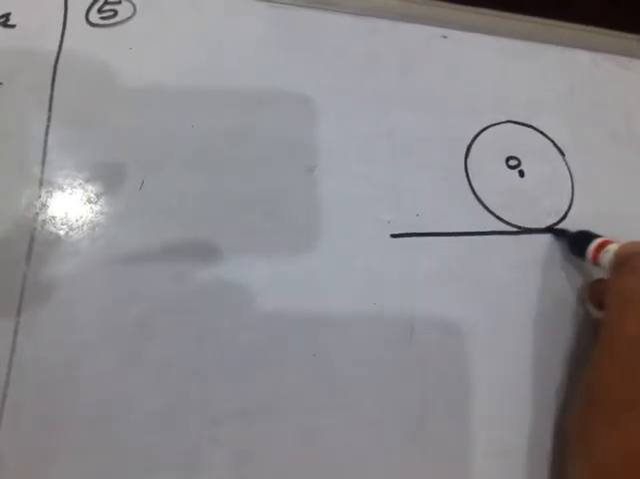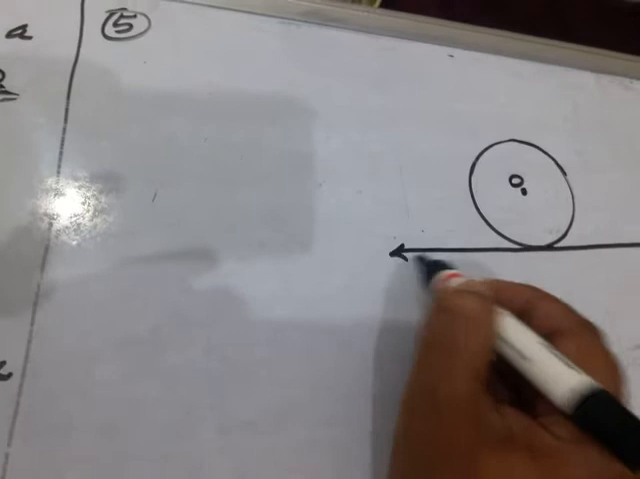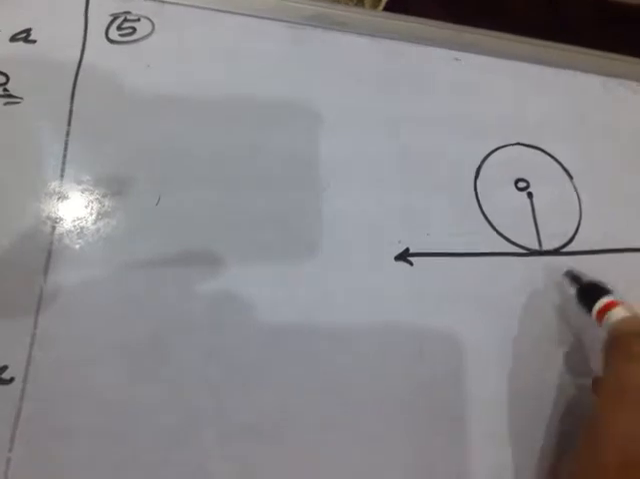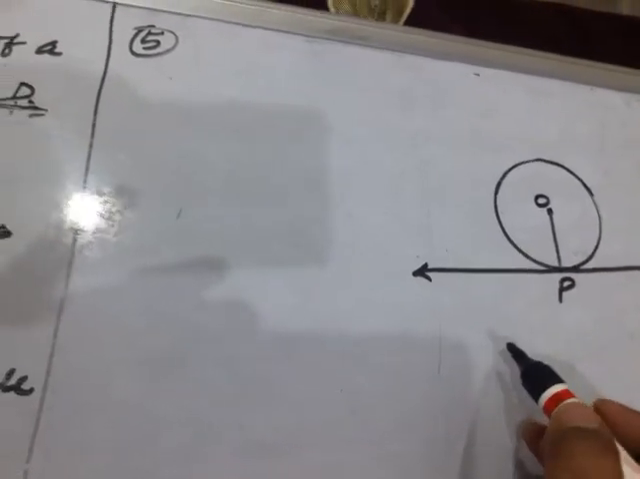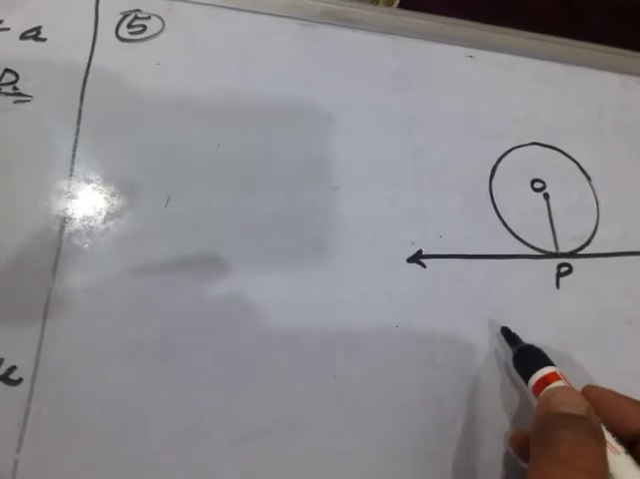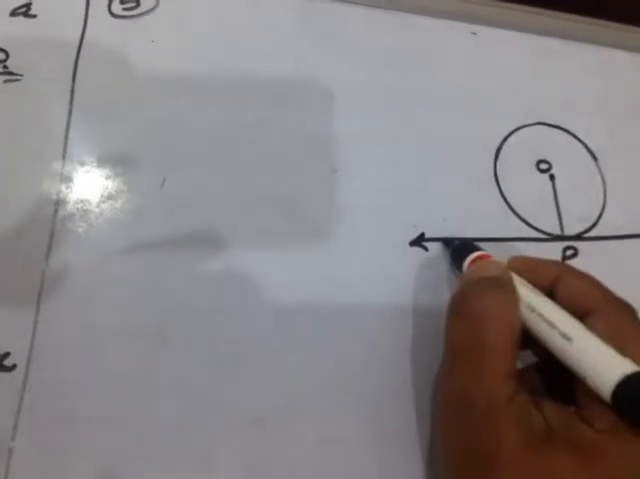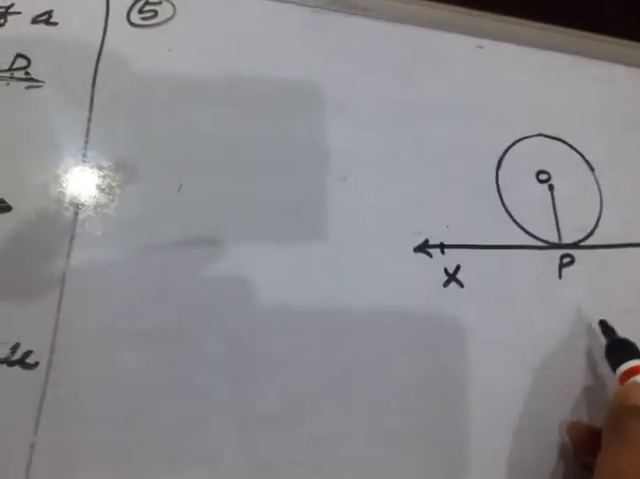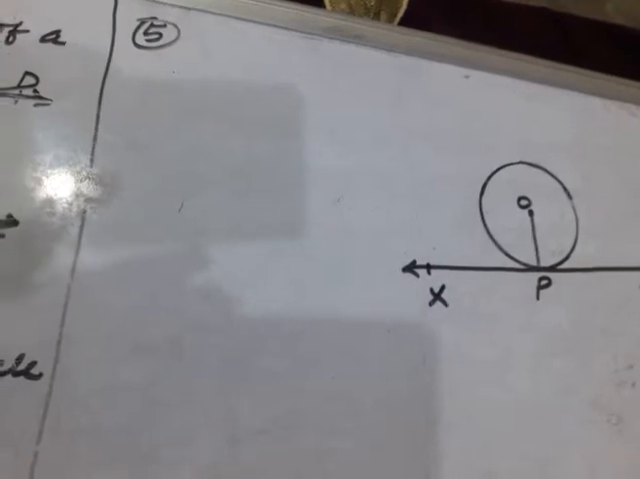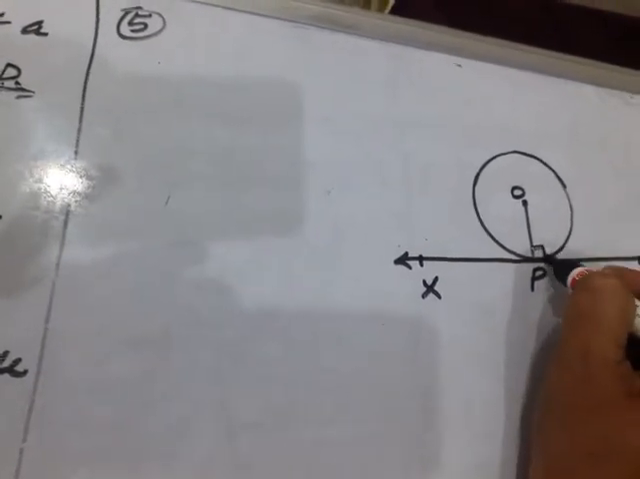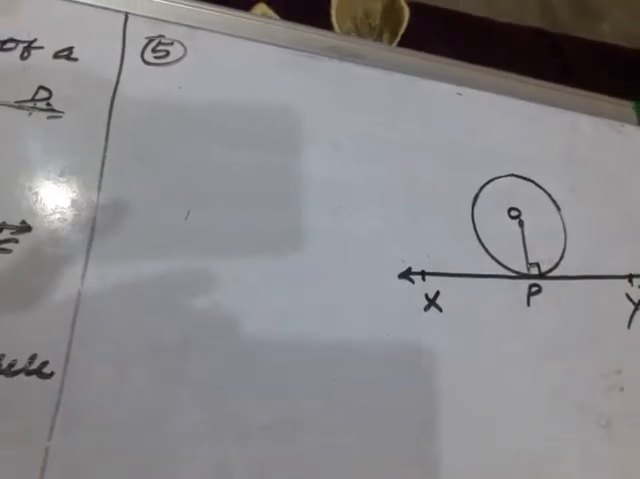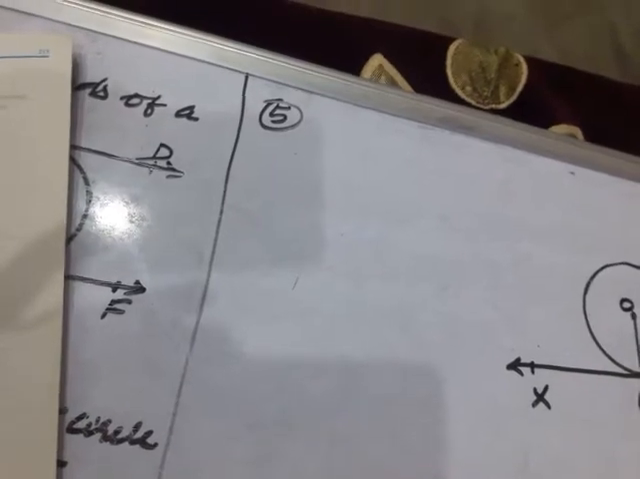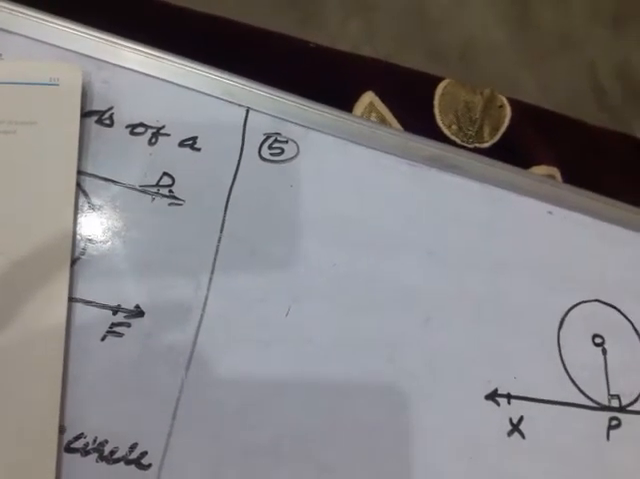Let us see, this is the point of contact, children. Clear? This is O and this is the perpendicular. Let it be P. Let XY be a tangent. Okay children, it is given that this is perpendicular. Here we have to prove that O is the center, meaning we have to prove that the perpendicular at the point of contact to the tangent to a circle passes through the center.